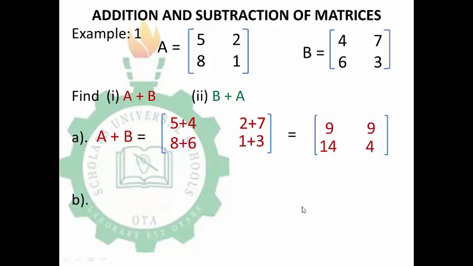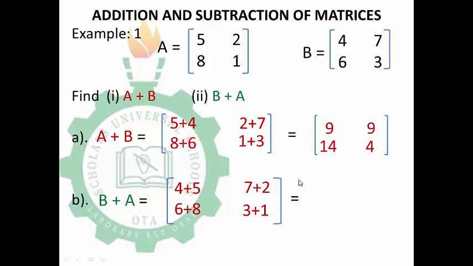We can also change the arrangement by considering number 2, that instead of A plus B, let us now have B plus A. If you have B plus A, will there be any change? It means that we have to add 4 plus 5, 7 plus 2, 6 plus 8, and 3 plus 1. What do we have? We can see that this will still give us 9, 9.